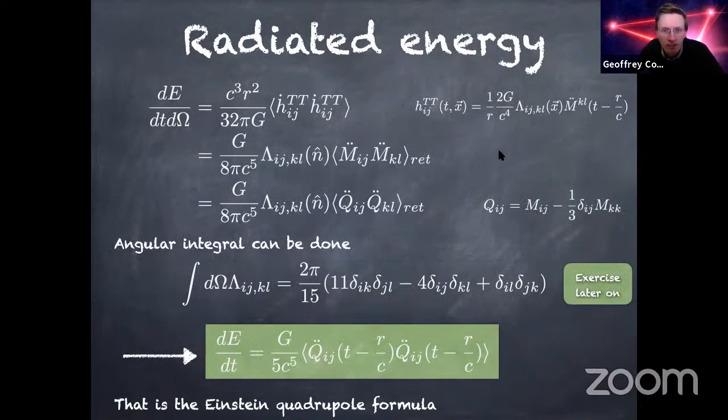Let's compute now the radiated energy. I copy-pasted the formula that we just derived here. And this is the formula for the radiated energy that we derived yesterday. You can check that this is the right formula from the lecture. So you just substitute now this expression.